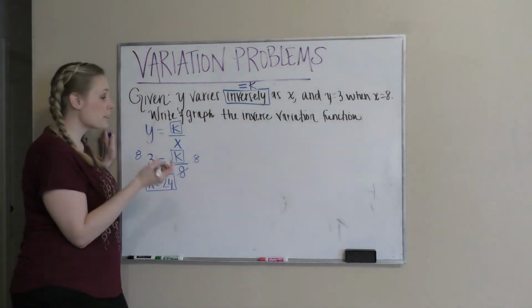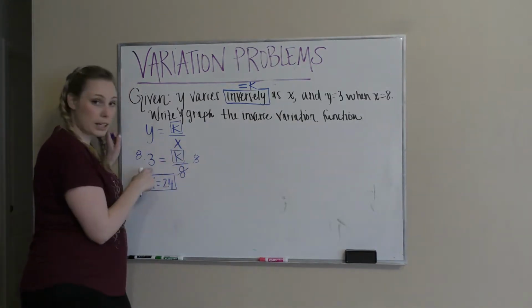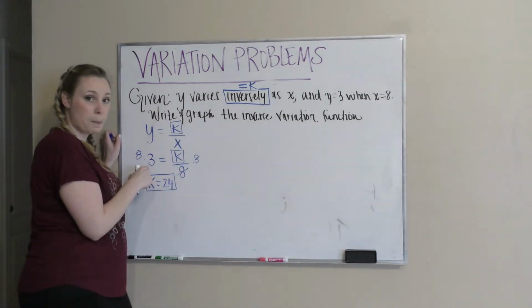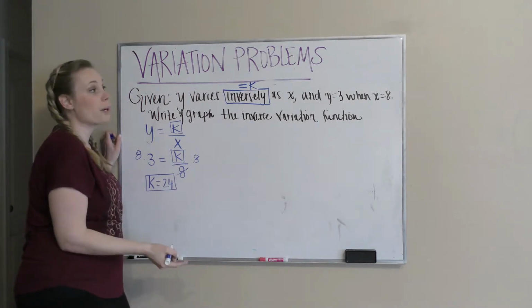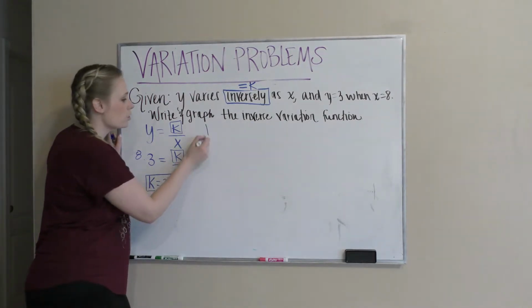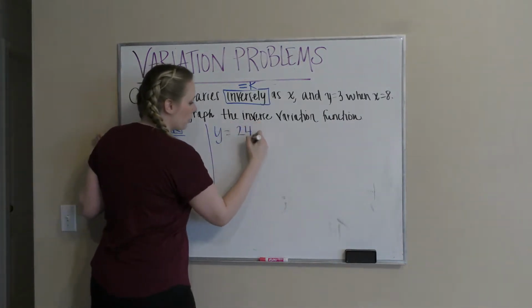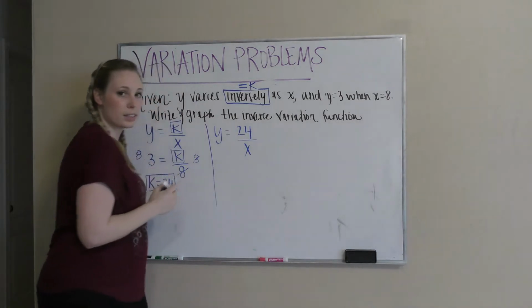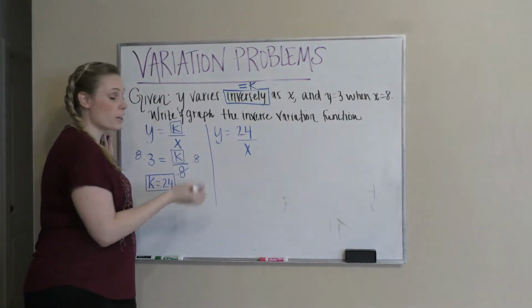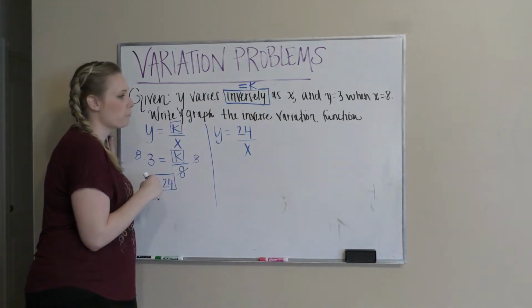Double check it. Does that make sense? Is 24 divided by 8 3? Yes. So now we have an equation that's going to work for every single one of these that are inversely related. So let's write our equation. Y equals 24 over x. Remember, when you're writing equations, you have to have a y and an x. You have to have those two variables in order for this to work.